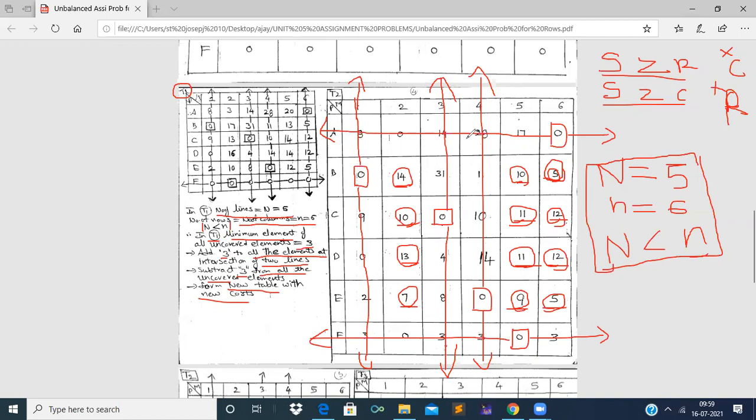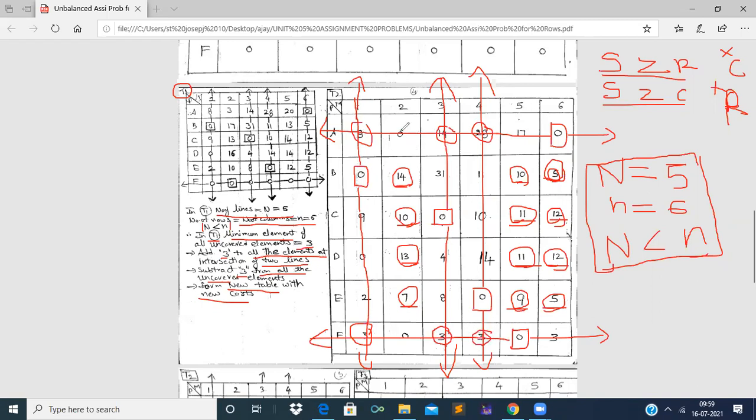So now we are forming a new table T3, right? By adding 5 to the elements at intersection part. So here 8 is present, 8 plus 5 is 13. Here 14 plus 5 is 19, right? Next 28 plus 5 is 33, and here 3 plus 5 is 8, and here 3 plus 5 is 8, and here 3 plus 5 is 8.